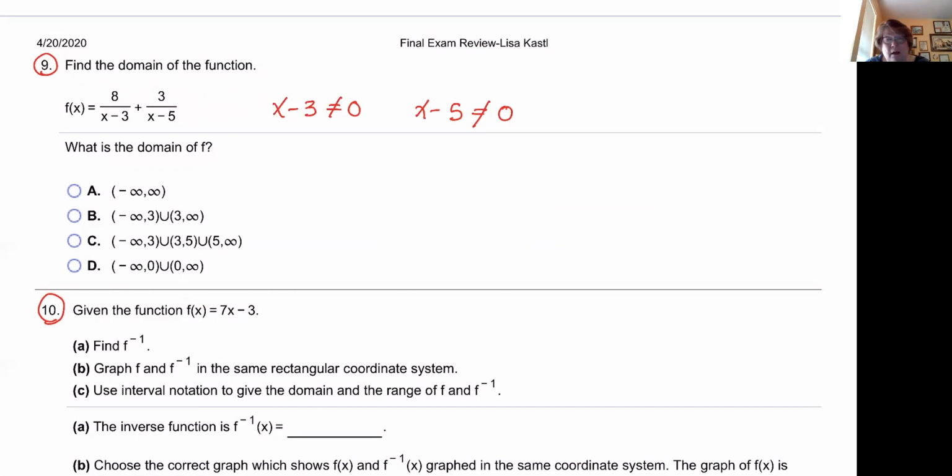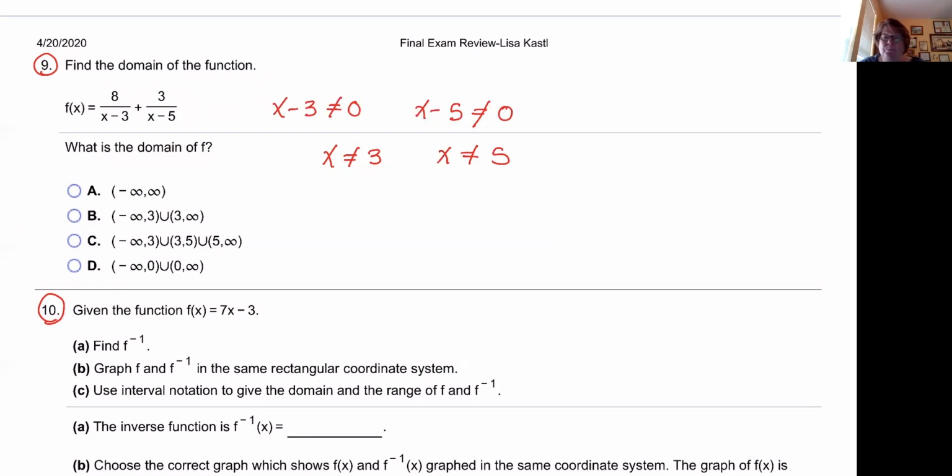So x minus 3 cannot equal 0. X minus 5 cannot equal 0. So x cannot equal 3. X cannot equal 5. It can be anything else, but it cannot be 3, and it cannot be 5. So which of these 4 choices describe that? Well, it's not A, because A says x can be anything, and that is not true. X cannot be any real number. It can't be 3, and it can't be 5.